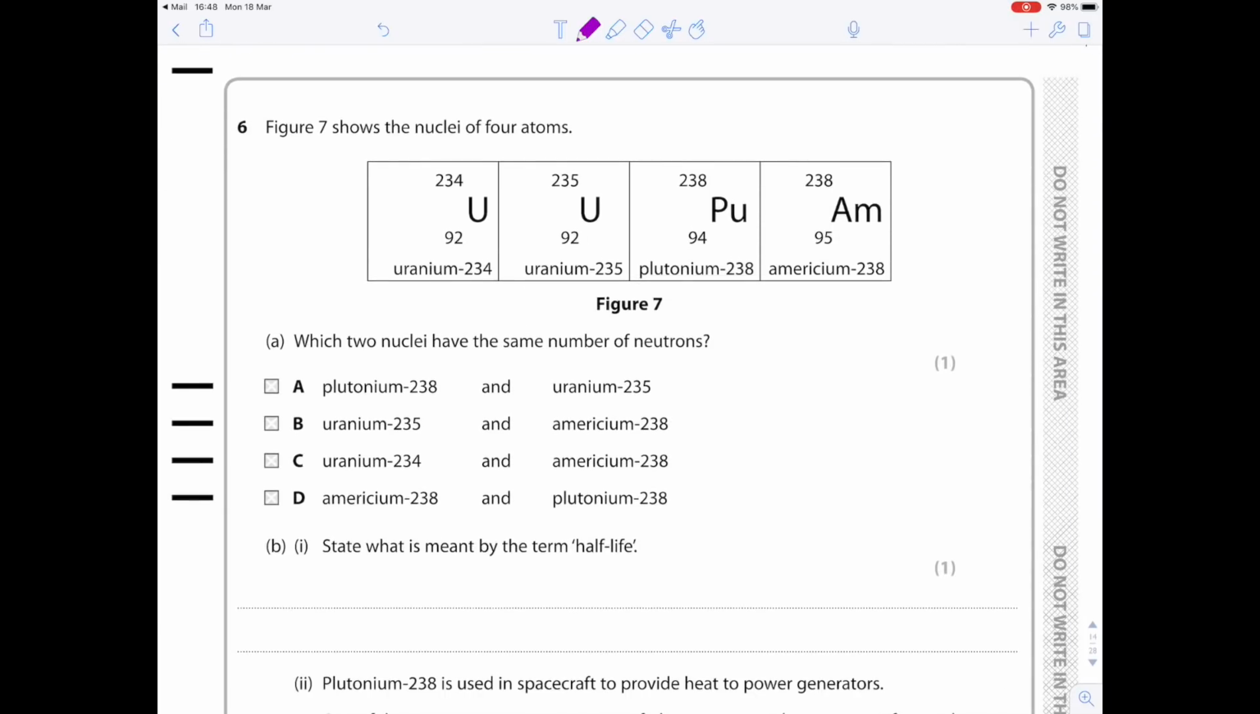6. Figure 7 shows the nuclei of 4 atoms. Which 2 nuclei have the same number of neutrons? And so really we need to work out the neutron numbers here. Don't forget that this is the mass number, which is made up of protons plus neutrons.